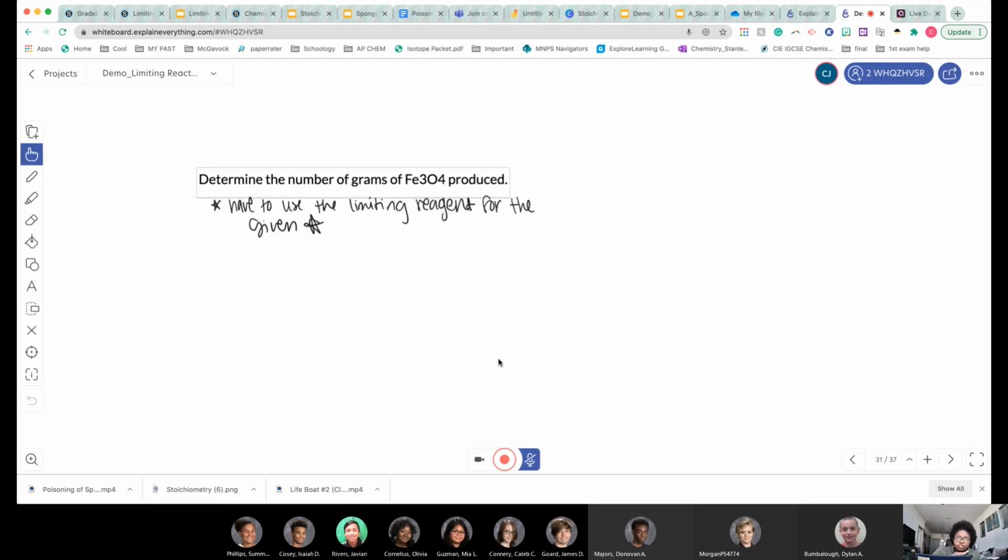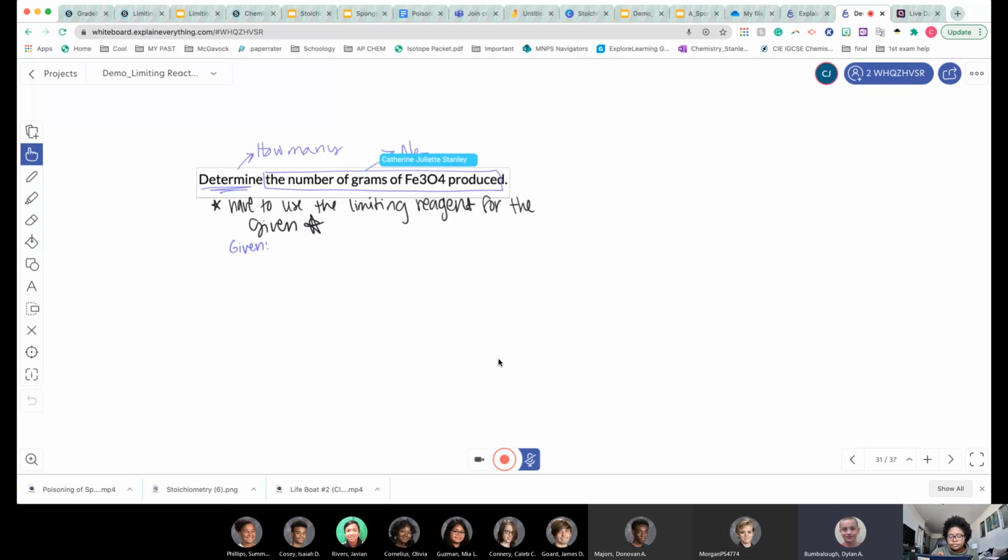Shall we write in purple? For sure. All right, so the given would be what? No, think it through. The given is going to have to be the limiting reagent, right? Because it says determine the number of grams. Determine is a fancier way of saying how many, right? And whatever is what we need.